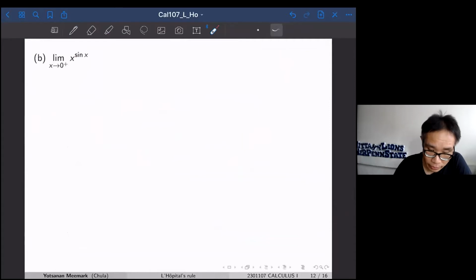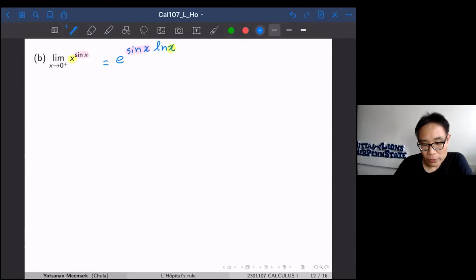In this case, you first convert this in terms of e to the sin x log x. Let me highlight this one for you. You have the pink part, which is your sin x, and the yellow part, which is x. So it's going to be x and you have sin x. In this case, you will be able to find this limit.